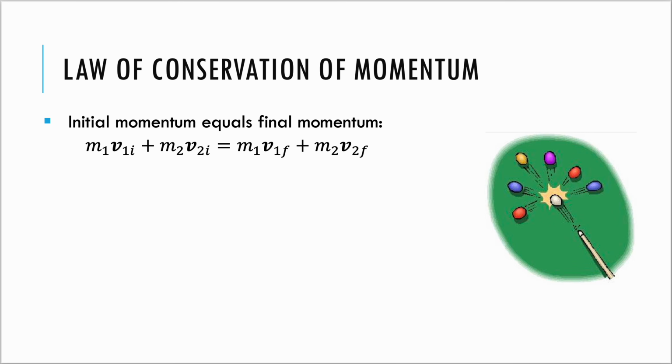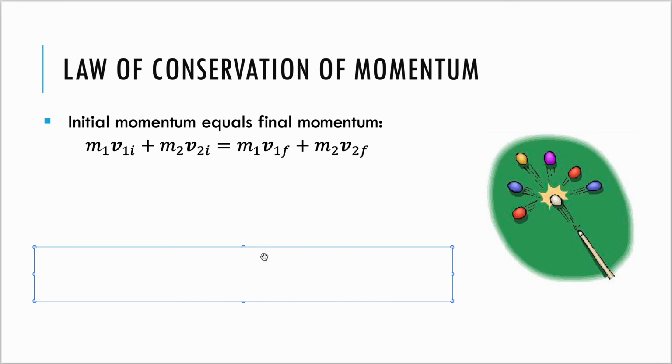Next is the law of conservation of momentum. It states that in an isolated system, when there's no net external force, the initial momentum is going to equal the final momentum. We can write this as the initial momentum of the first object and that of the second object equals the sum of the momentum of the first object and that of the second object after the collision. Let's look at a question.